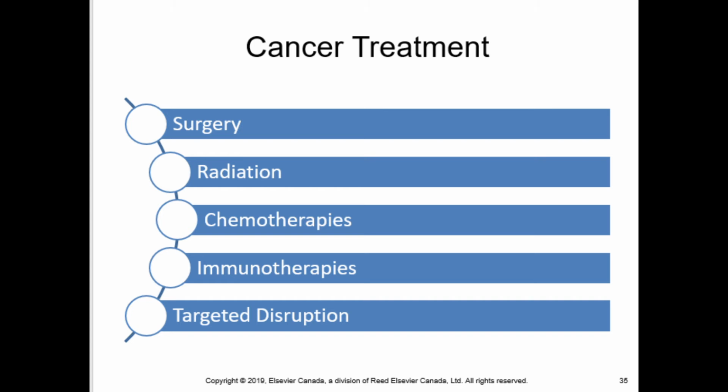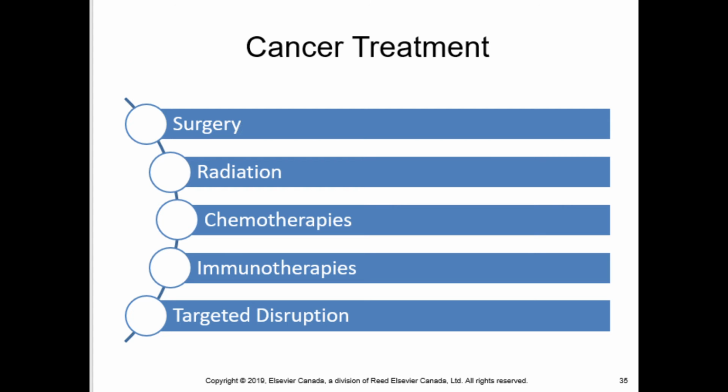Surgery can be done to prevent cancer. So in the case of colon cancer, prior to the official diagnosis or development of colon cancer, individuals can have what we know as colon polyps. And these polyps are tissue that can be removed to prevent the cancerous growth.